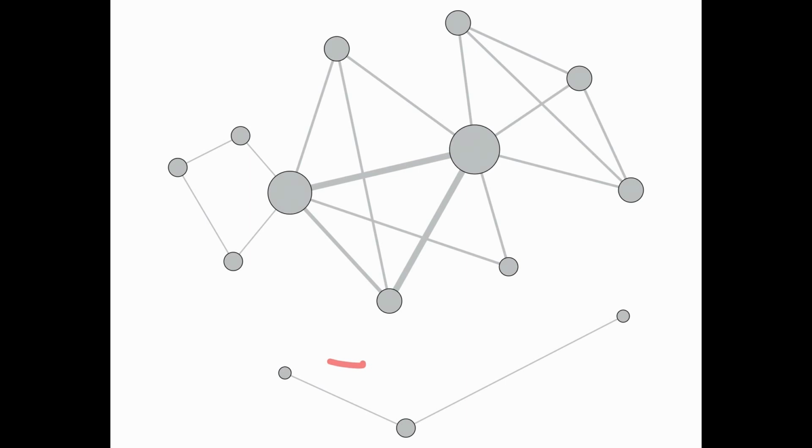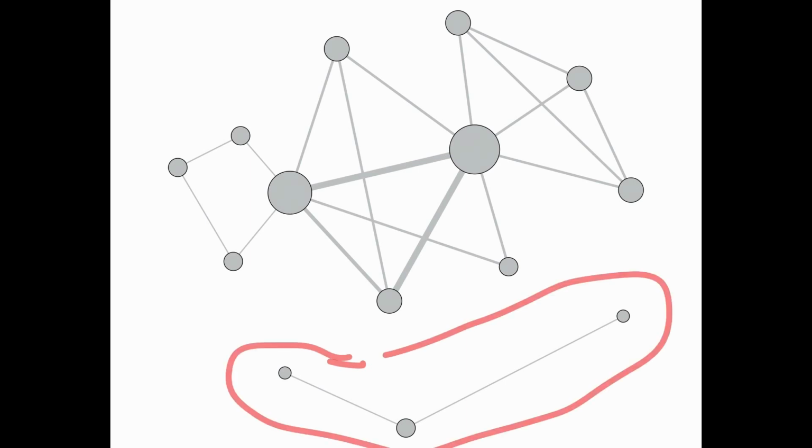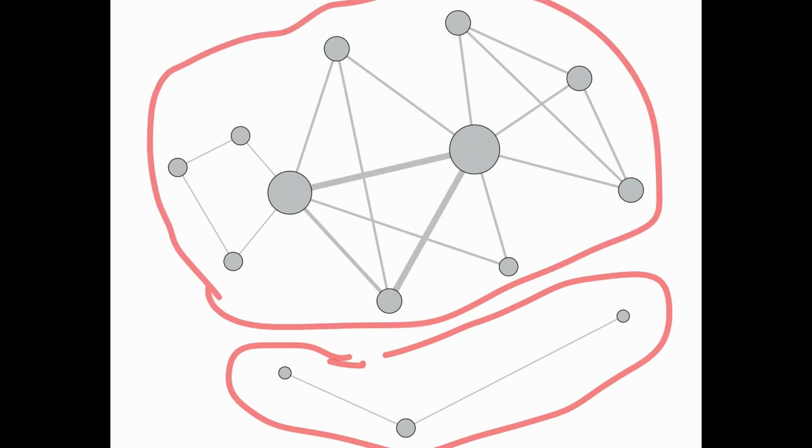So the first component, as you see, has 3 different nodes on the bottom of this network, and so there are different paths for them to reach each other. And there's a larger component up here with many more nodes. So for this specific network, there are two different components.